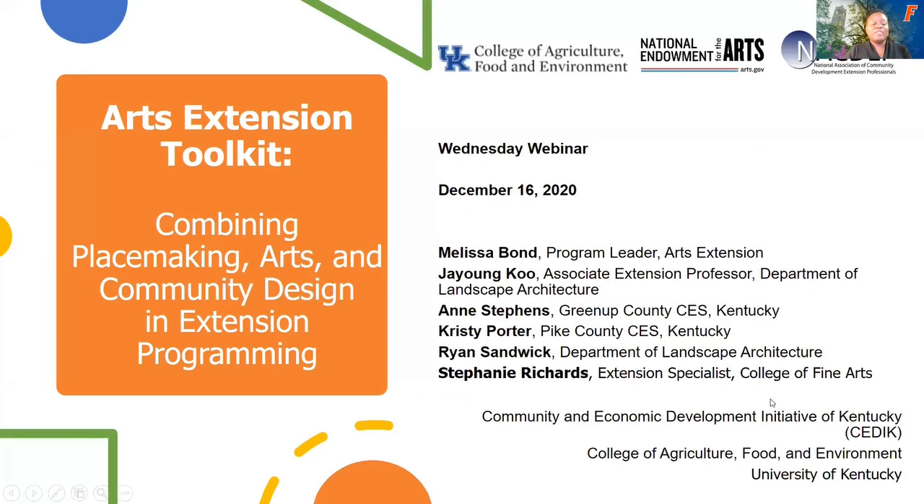All right, I'm glad to introduce you to our two primary presenters today. We have Melissa Bond and Jayoung from the University of Kentucky. Melissa is an extension specialist and program leader for art extension, and Jayoung is an associate professor in landscape architecture. They've got a group of colleagues that will also be co-presenting along with them, so they will introduce themselves as they go. All right, Melissa and Jayoung.